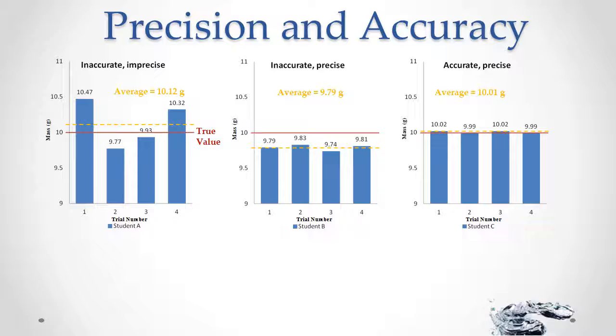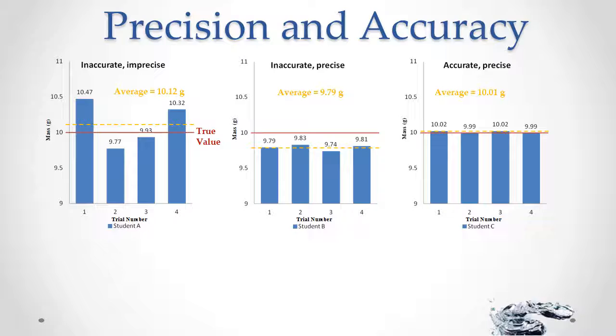If we look at student A, we see that their average is 10.12 grams, so that's not accurate because that is not close to the true value indicated by the red line. We can also see that this student's data is very imprecise. The points are all over the field. Okay, we have 10.47 grams, 10.32 grams, 9.77 grams, and 9.93 grams. These are all broad, like a buckshot type approach.